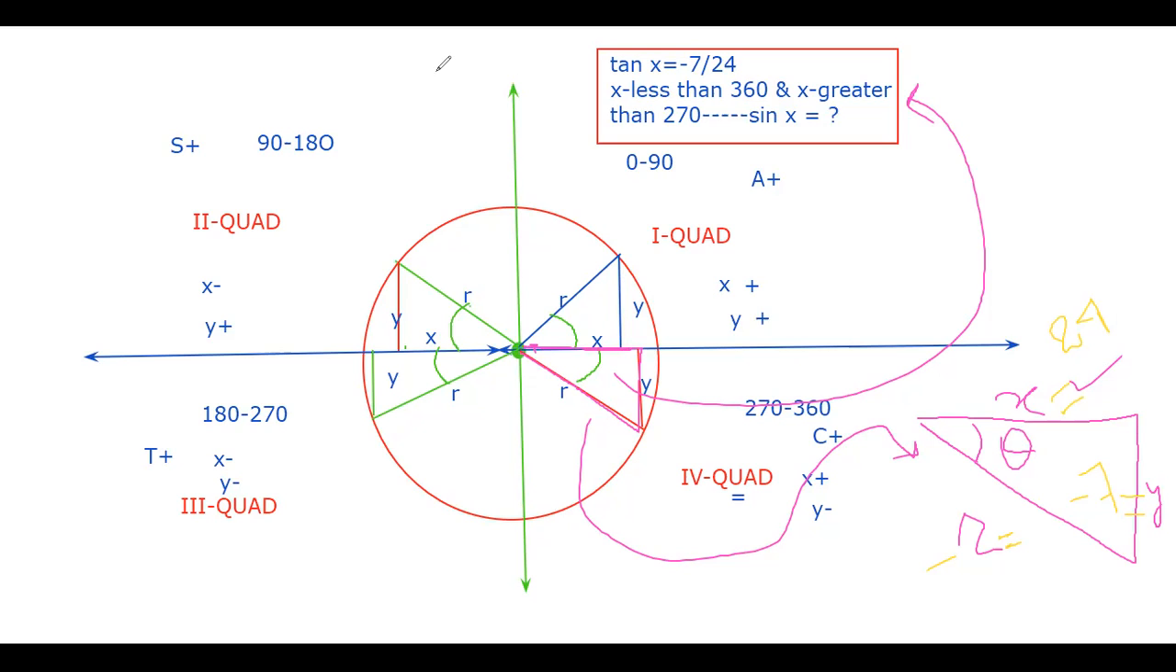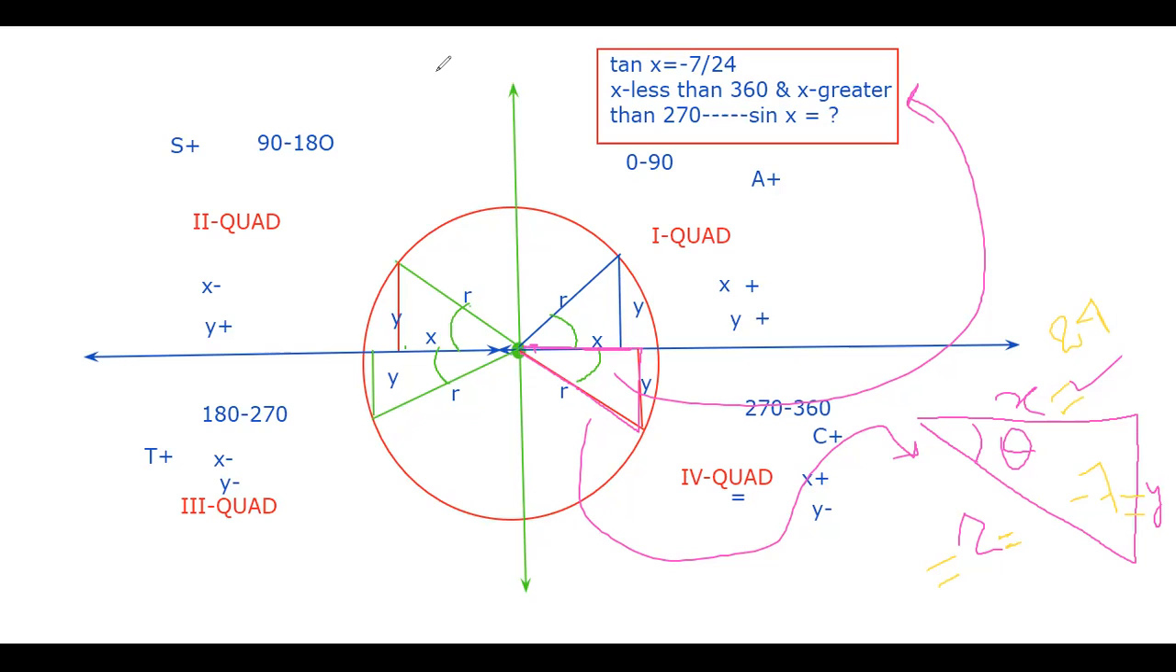So y is -7. So what is r? Well, what we need to do is the Pythagoras theorem. So make use of that. Now you must have the calculator with you also. Yeah, I have one on my phone right now. My other calculator is in my sister's room.